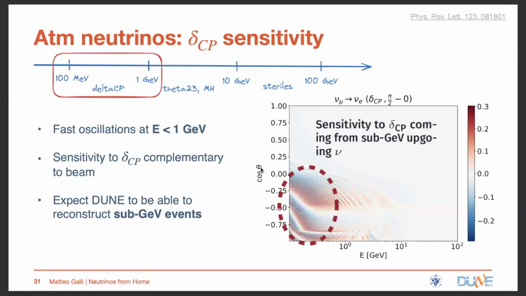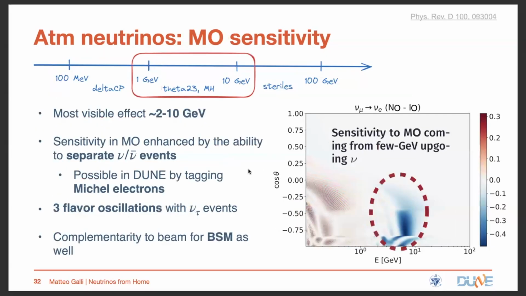At low energy, we have a fast oscillation below 1 GeV for upgoing neutrinos, as you can see in this plot of energy versus the cosine of the zenith angle, the direction of the neutrinos. The ability to reconstruct sub-GeV atmospheric events increases the sensitivity to the delta CP measurement in a way complementary to the beam. At higher energy, between 2 and 10 GeV, we have an effect due to the mass ordering.